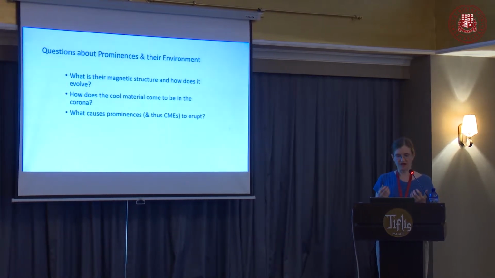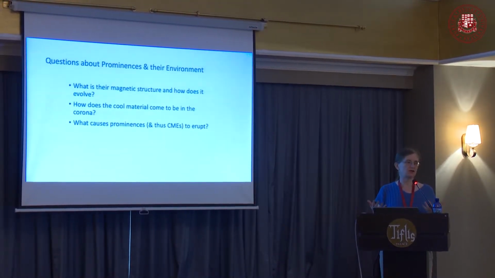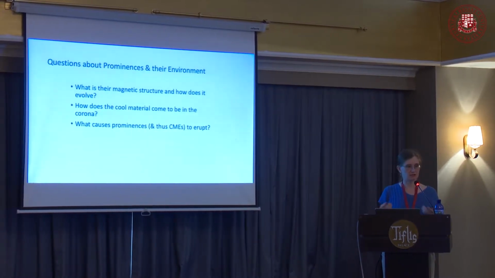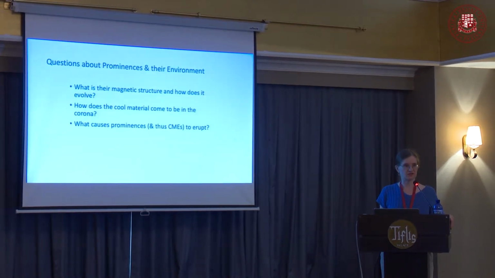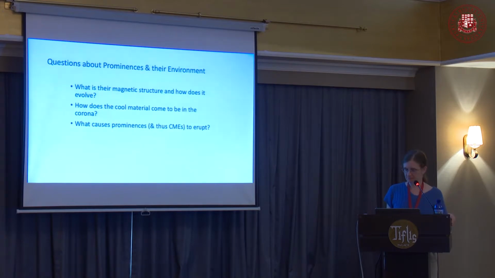We also have the question of how does a cool material come to be in the corona? And this relates to larger questions, for instance, related to coronal heating and dynamics in the corona and chromosphere. And then we have the question of what causes prominences, and of course on a larger scale, coronal mass ejections to erupt. And so all these are really central questions to solar physics.